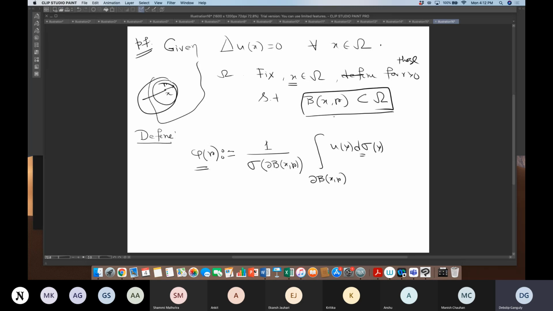For a fixed x, u(y) dy, it will depend on r. This whole integral depends on r. Is that clear or not? Yes or no? Yes.